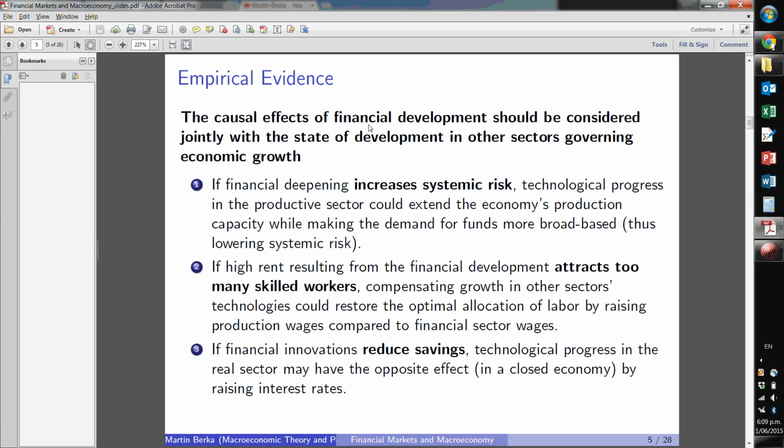then improvement in TFP in the productive sector could result in a decrease in the systemic risk by spreading the demand for funds across more broad-based institutions, namely firms, as opposed to just financial investments, which can be easily unwound but are basically, to some extent, orthogonal in returns to firm funding or returns of firms.